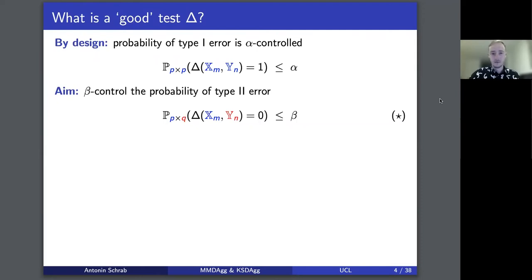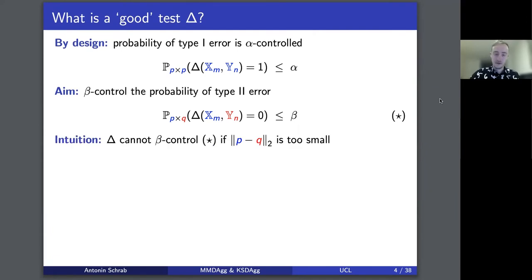And then the aim is to beta control the probability of type 2 error. The type 2 error is when, under the alternative, p is different from q, and our test fails to reject the hypothesis, so it outputs 0. So the aim is to bound this probability. And the intuition we have is that if p and q are really close to each other, in the sense that the L2 norm of p minus q is small, then it's going to be really hard to distinguish between p and q. So we might not be able to beta control this probability.